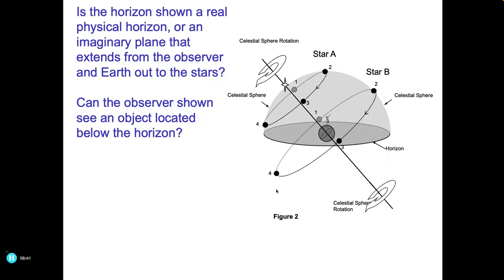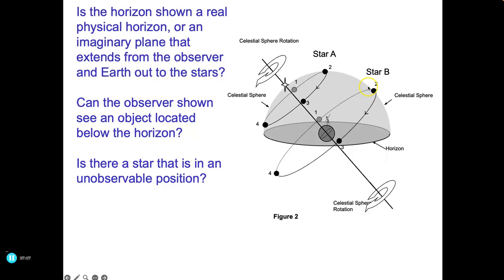Right? The horizon might be imaginary. Well, then why is it blocking your view? Why can't you see things that are below the horizon if it's imaginary? Well, because it's the Earth that's blocking your view. The Earth is real. The horizon is imaginary. Is there a star here that is unobservable? Sure. Star B, right? When it's down here at position 4, it's below the horizon. You can't see it until it comes up at position 1 later on at night.